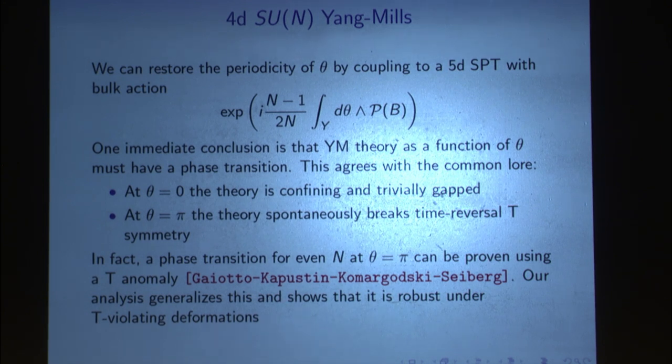And for even n at theta equals pi, you can prove that the infrared there is not trivially gapped by exhibiting a time reversal anomaly. So that was done here. And in a sense, what the argument that I've given here shows is that it's also true for odd n. There was a pre-existing argument for odd n, but it was much more cumbersome. And our analysis also generalizes and shows that this kind of thing is robust under T-violating deformations. So that might be interesting in an example with matter with some potential, for instance.